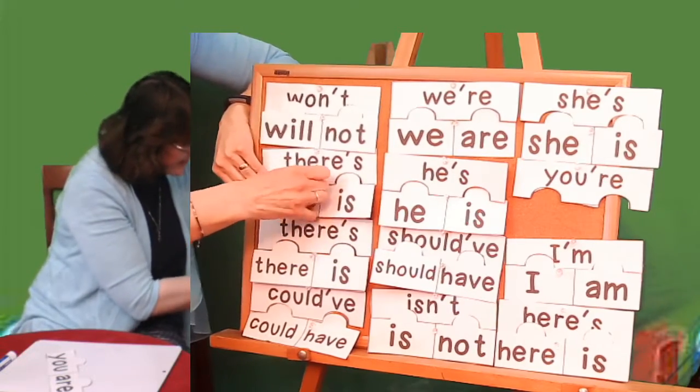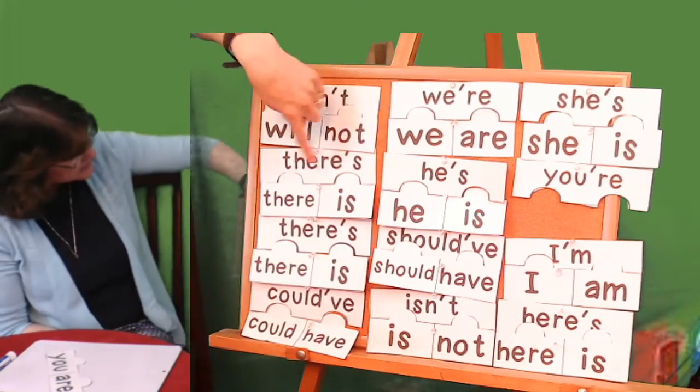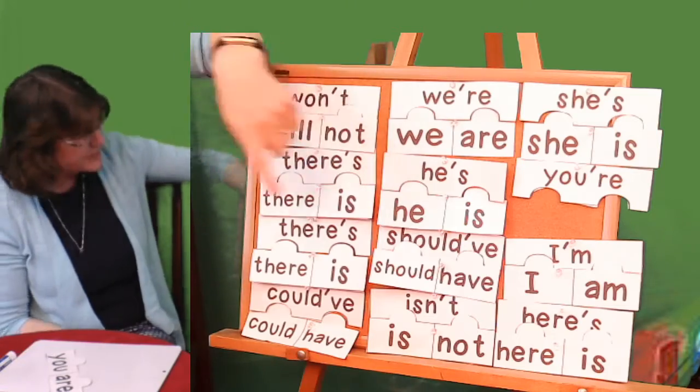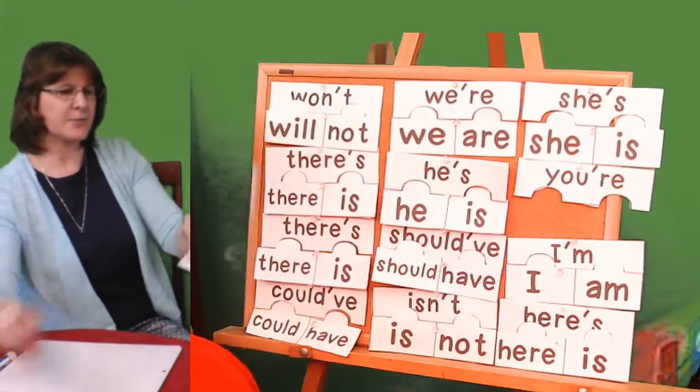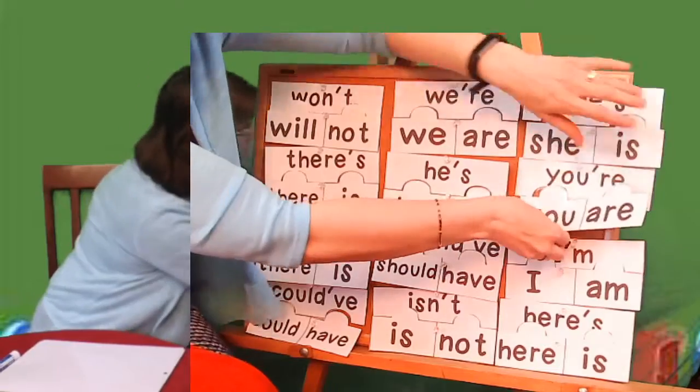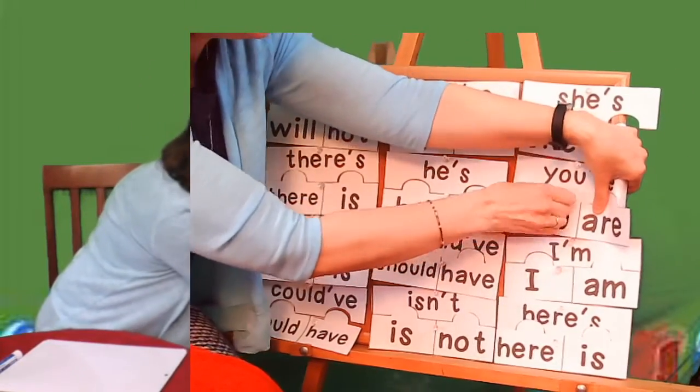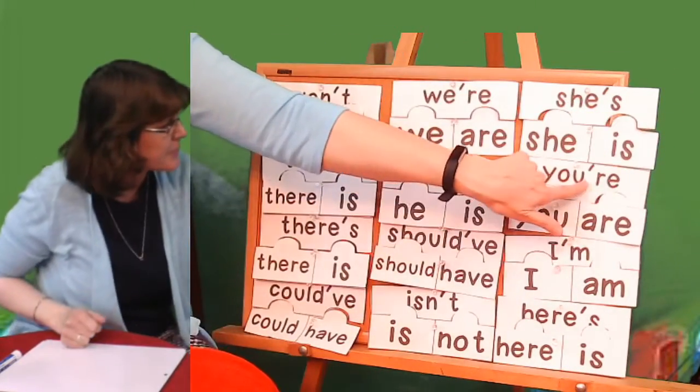Our next one, there is becomes theirs. We take out the I, put in our apostrophe. Theirs was formed from there is. Our next one, you are, forms your. We take out the A, put in the apostrophe.